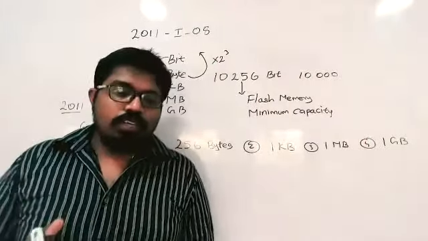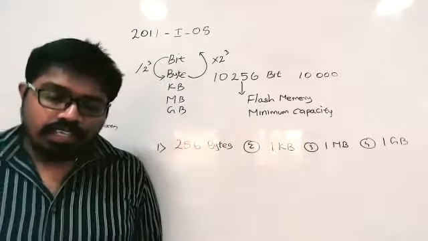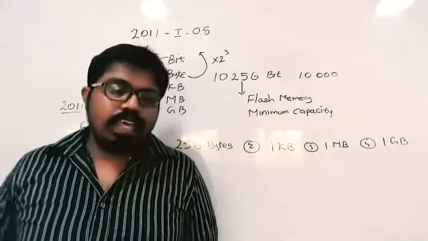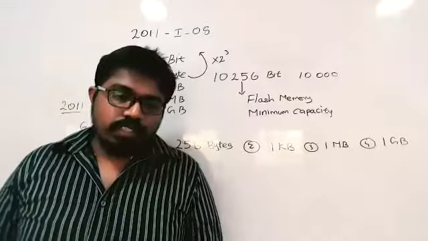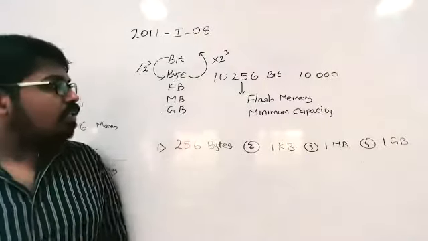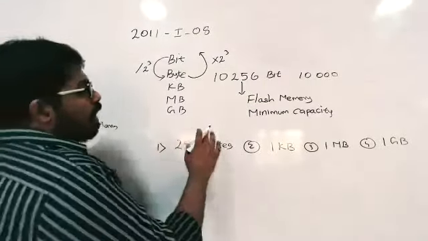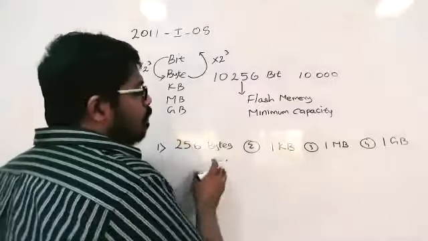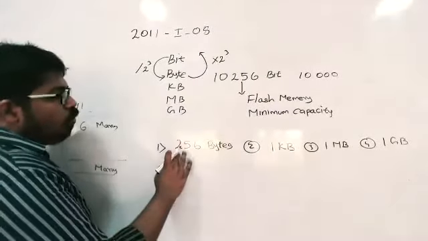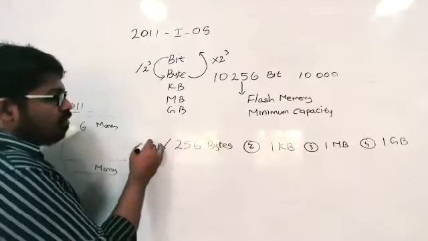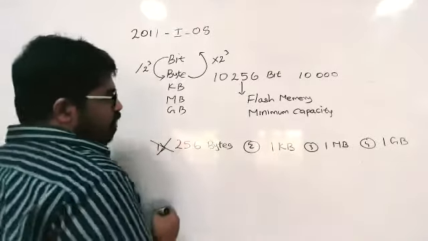10,256 bits. When you divide it by 8, it must be greater than 1,000. Why? Within 10,000, 8,000 is enough, right? So a minimum of more than 1,000 odd bytes will be your answer needed, right? So 256 bytes is not enough, right?